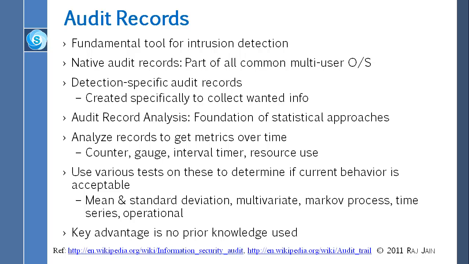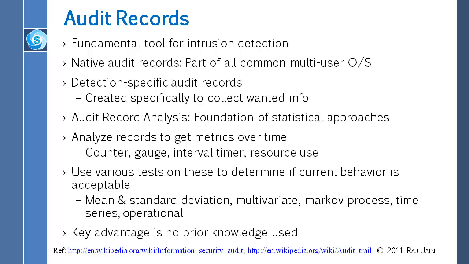Detection specific audit records. For example, in Windows they have a security log. Generally I found it empty anyway because, I don't know, I probably detect it before they do or something like that. But detection specific audit records are created specifically to collect wanted information. So they might have some things which are very specific to certain things that they are looking for. And then you analyze these records to get the statistical properties so that you can decide when it is extreme.